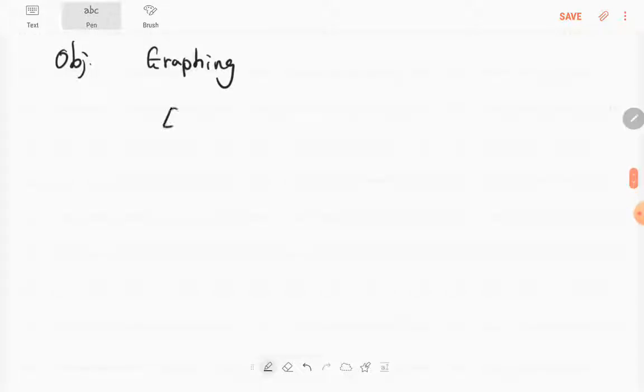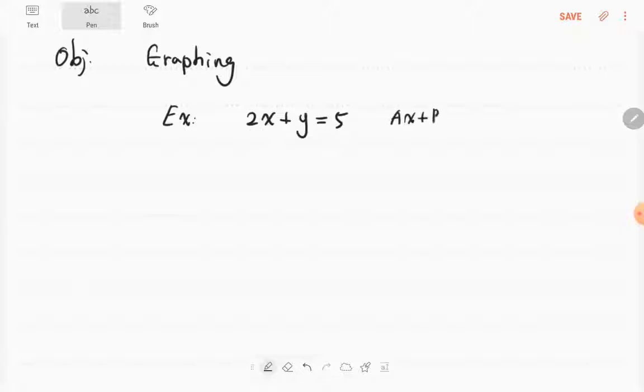So first, let's check this example. We have this equation, 2x plus y equals 5. Is that a linear equation? ax plus by equals c. So this is already the standard form, and we realize this one is a linear equation.